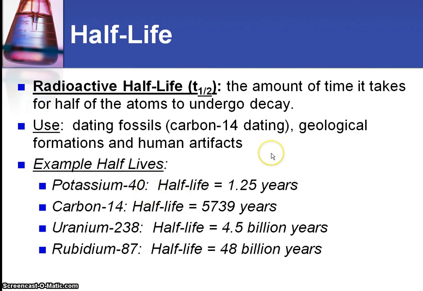So these are some examples of some half-lives. You don't have to memorize these or anything. It's just to show you that the different lengths of time of the half-life show you how stable something is. So potassium-40 has a half-life of only 1.25 years, which is pretty short. That means that it's really unstable because it's decaying at a very fast rate. Versus rubidium-87 has a half-life of 48 billion years. So it's really long, which means it's pretty stable.